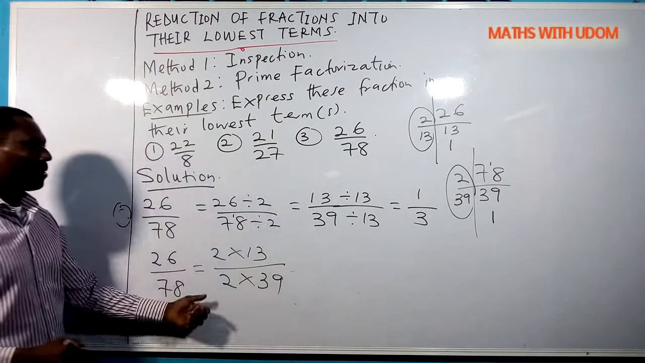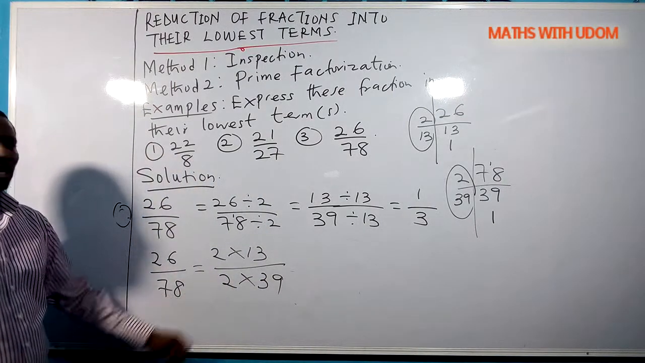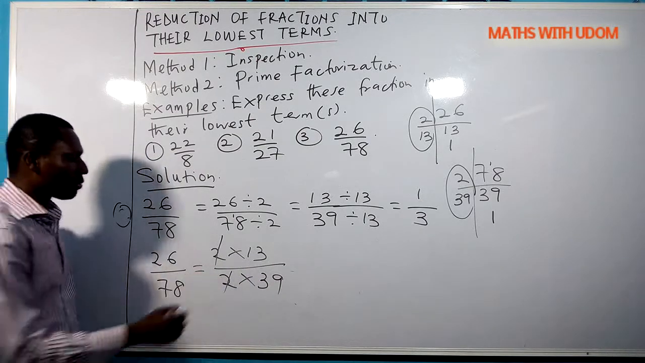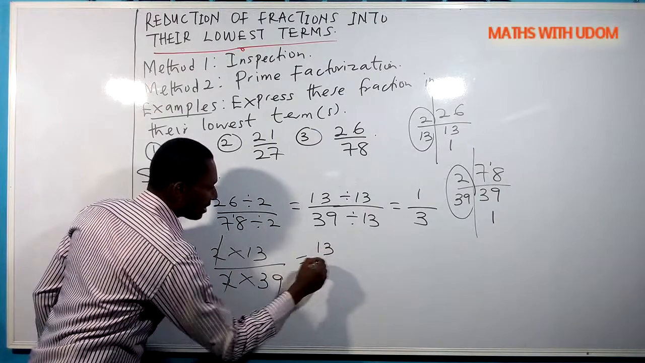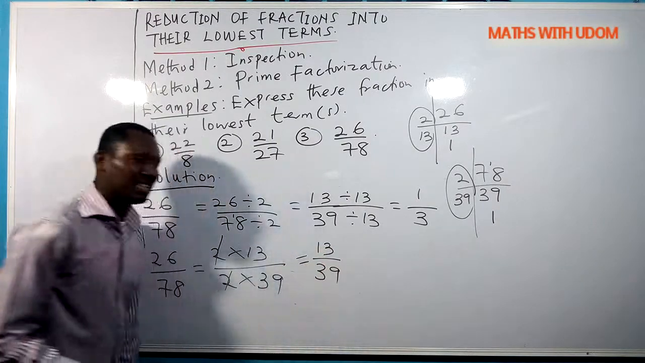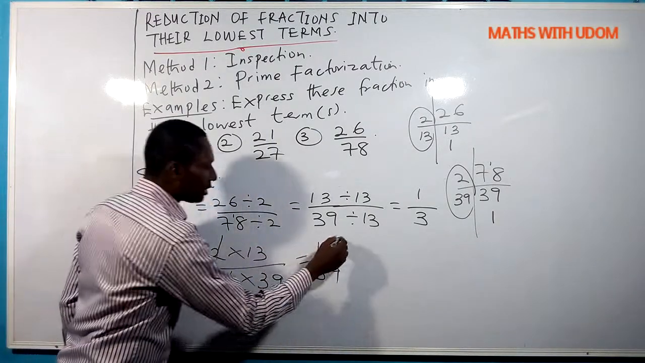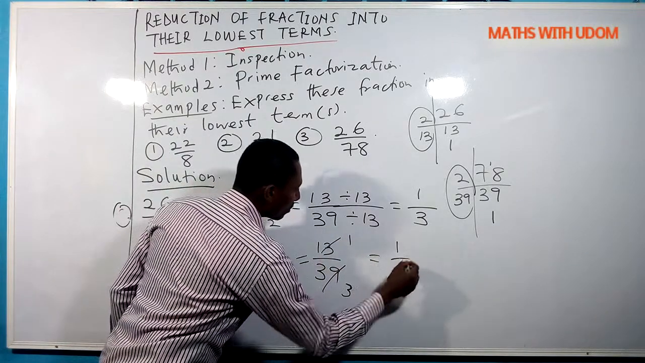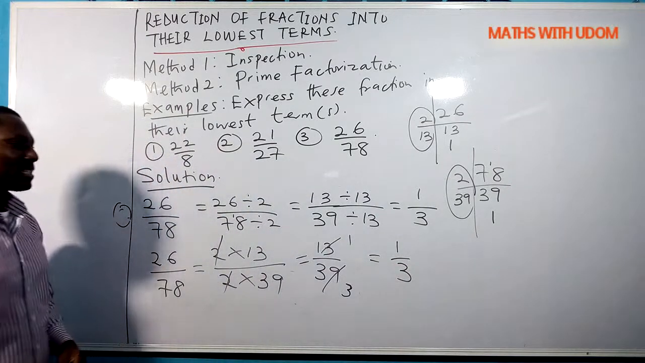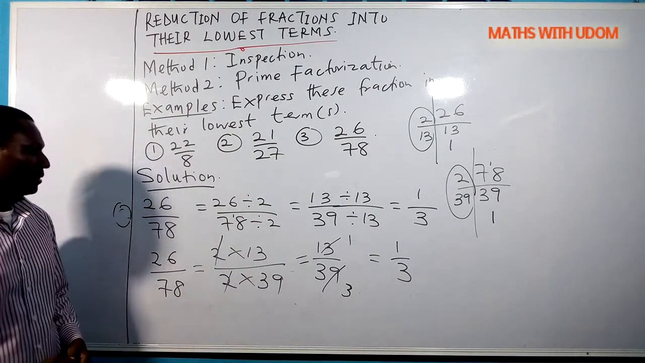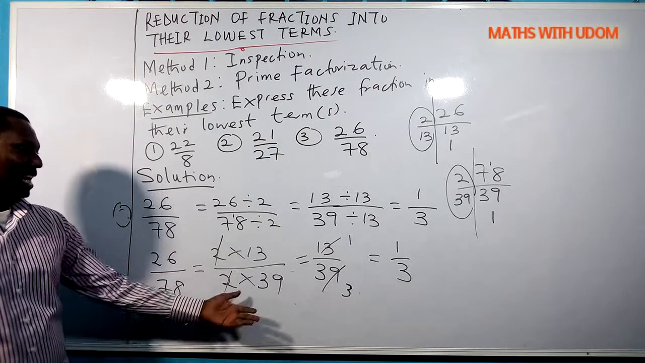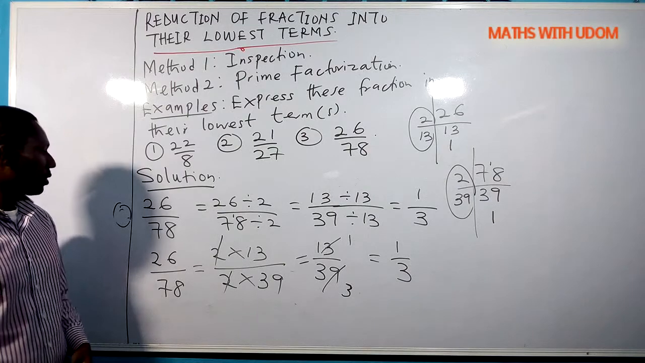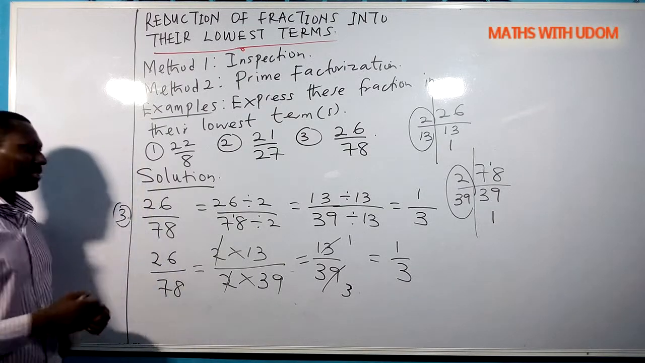So from here, what do you notice? 2 and 2 can cancel each other. You cut 2, you divide 2. So what is left? We have 13 divided by 39. So 13 can go through. 13 here 1, 13 here 3. So our answer is 1 over 3, the same as with the inspection method.